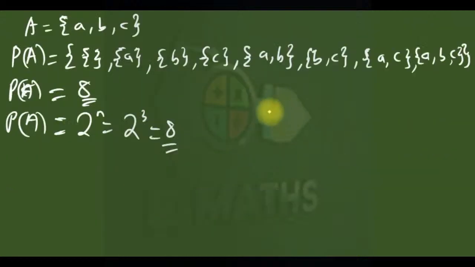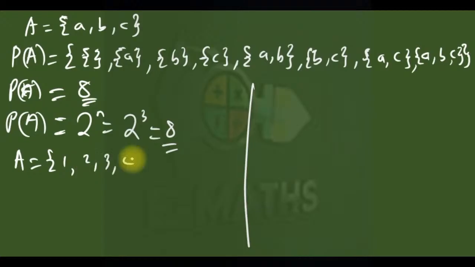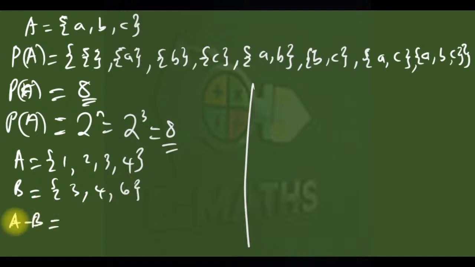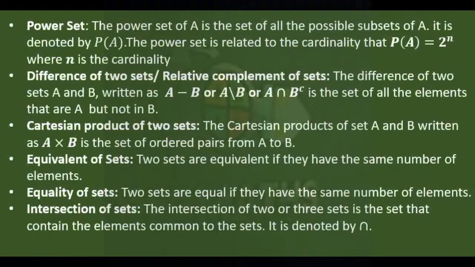If you have set A to be maybe 1, 2, 3, 4, and set B to be 3, 4, 6. So if I have A minus B, it means the elements that are in A but not in B. As you can see, 1 is there, 1 is here but not here, 2 is there, okay, none. So we have only 1, 2. So that's the answer. So that's the meaning of difference of set, or relative complement of set.